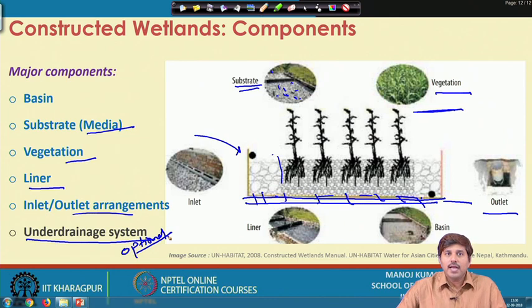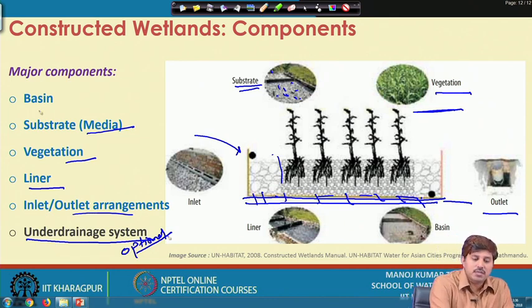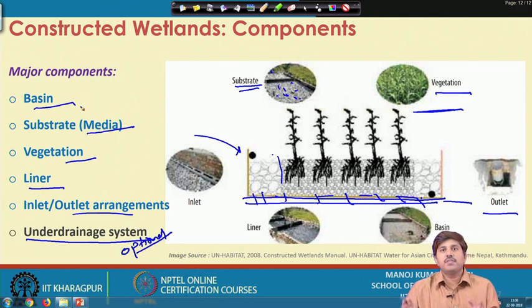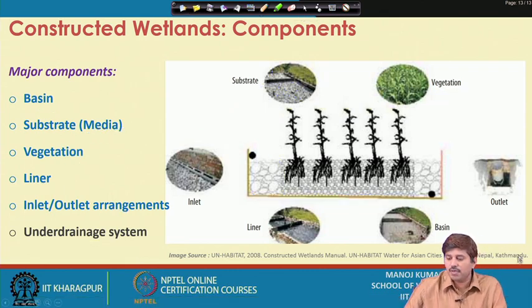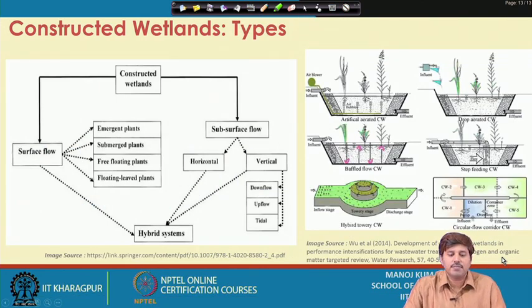And overall, these entire things have to be encased in a basin which gives you the boundary of the wetland system. So, that is another component, this overall basin in which all these things are packed or arranged in the appropriate fashion. So, that is what the various components of the wetland system are.